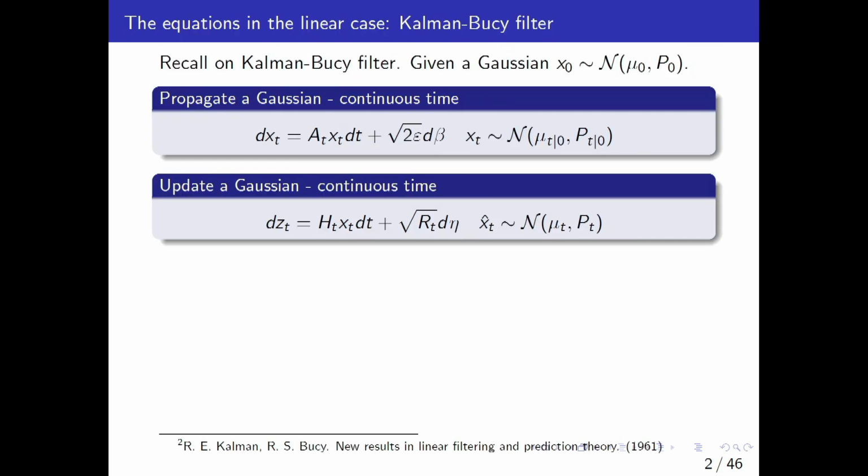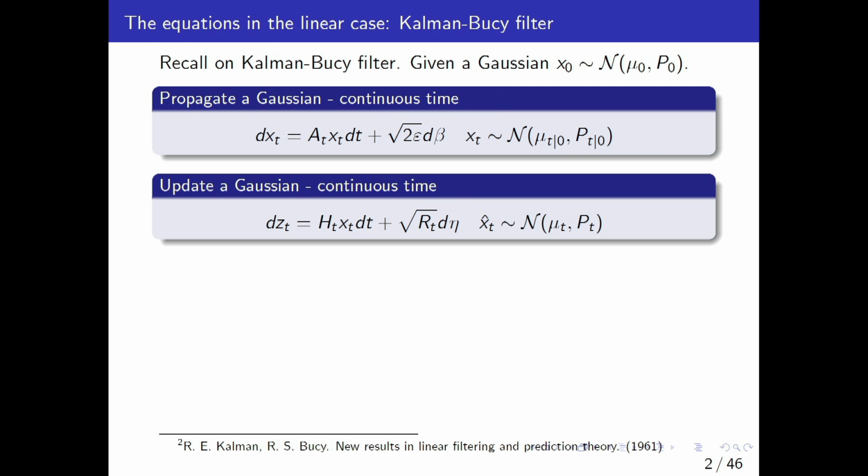So first, the Kalman-Bussy filter is defined for a linear state space representation. It is composed of two different stochastic differential equations. The first one describes the dynamic of the system, so a linear dynamic plus a noise, which is modeled by a Brownian motion. And for the observation, there is also a linear model. We observe the state x, and we obtain the observation z, defined also in continuous time with a Brownian motion. So when we have both equations in continuous time like this, we can construct a Kalman-Bussy filter.